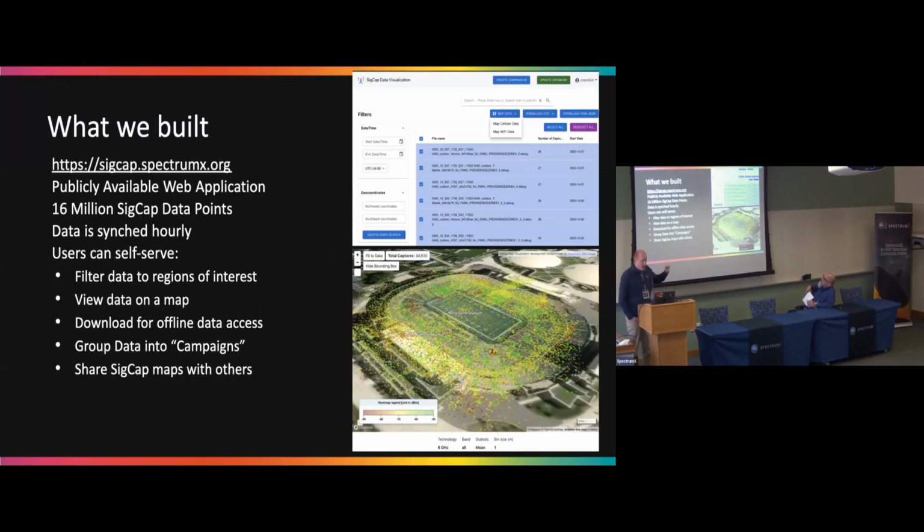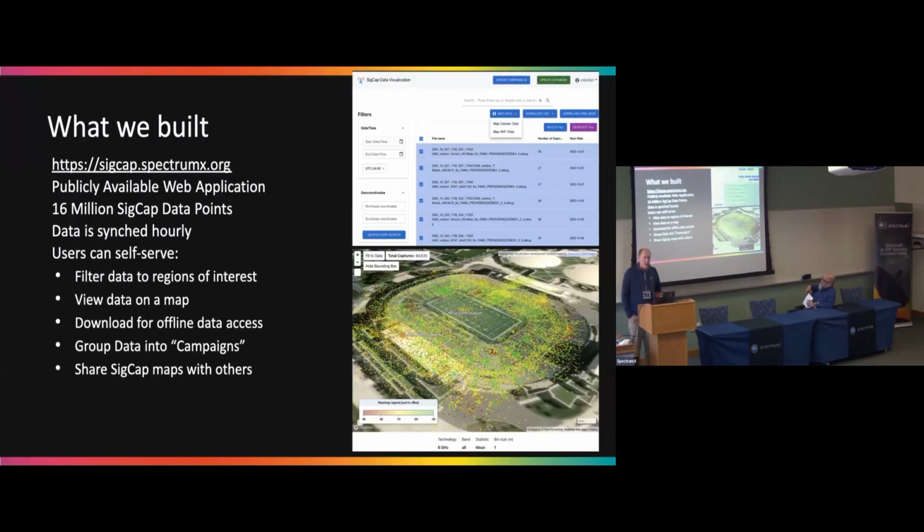So you've seen the bottom right screenshot before in the earlier slide deck that Scott was showing. But we have this publicly available now. We have finished this work. Now, it is not perfect. It is a seed. So it works, and I think that it's helpful to people. But it's now available at a SpectrumX.org domain. So it's sigcap.spectrumx.org.